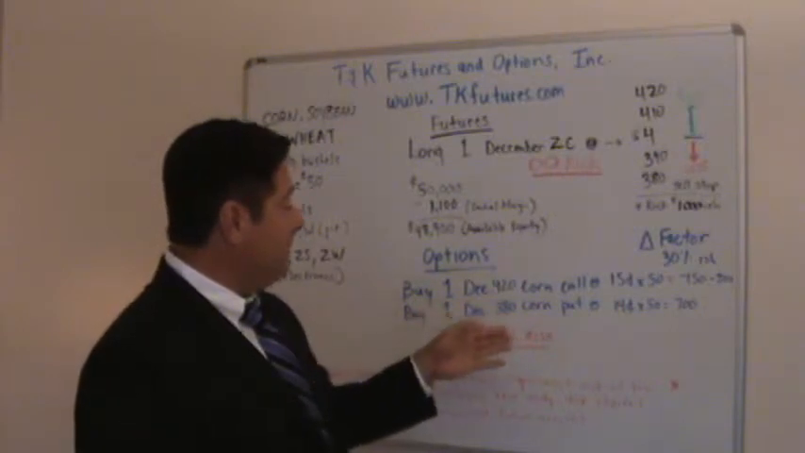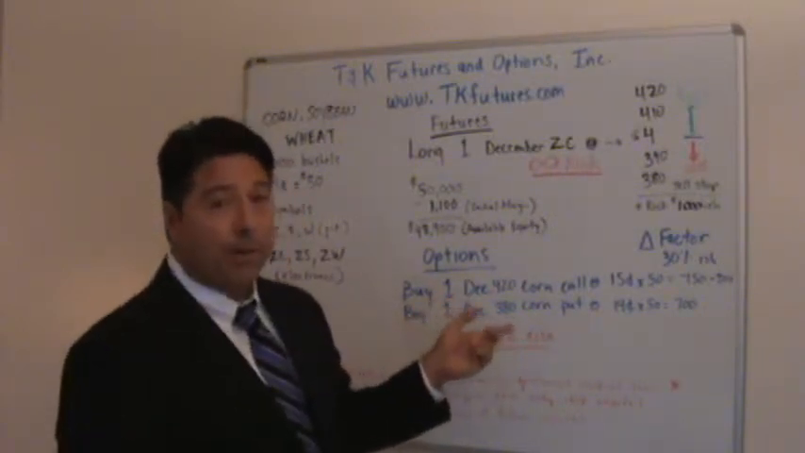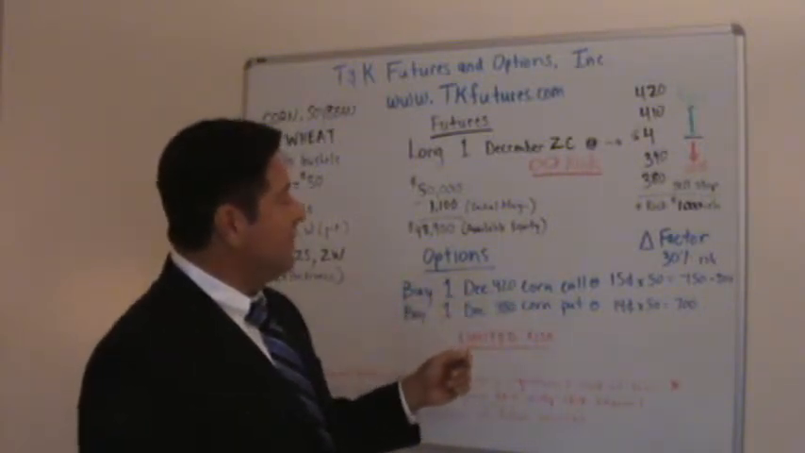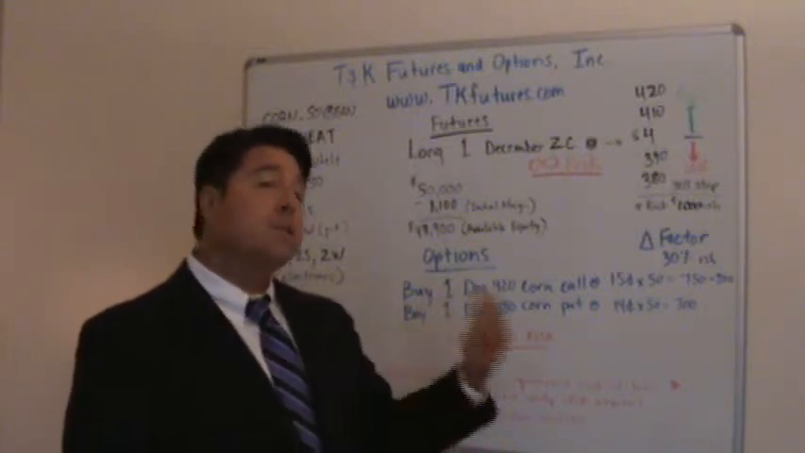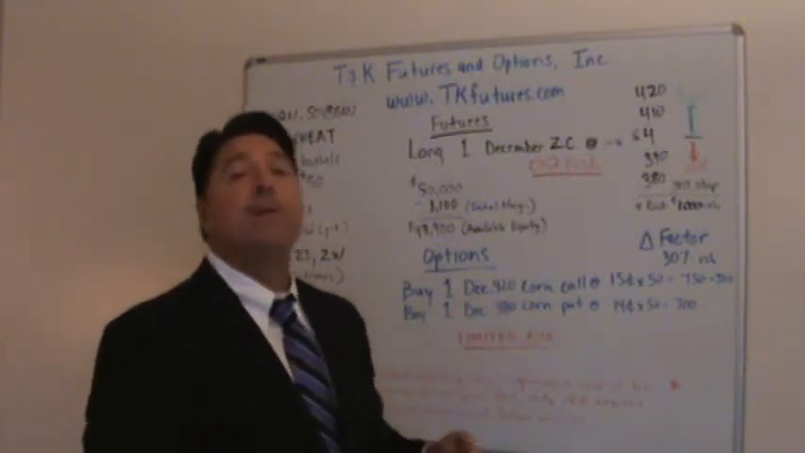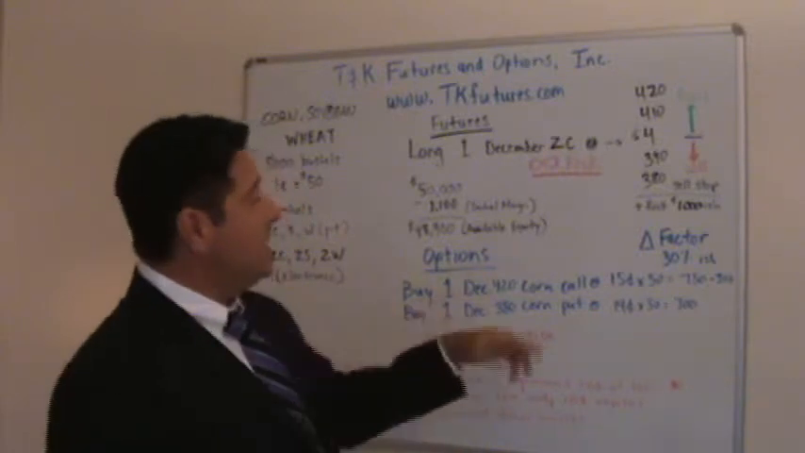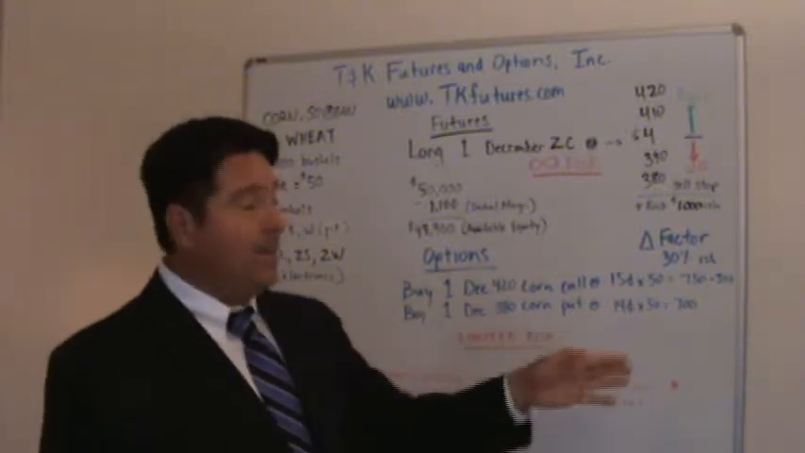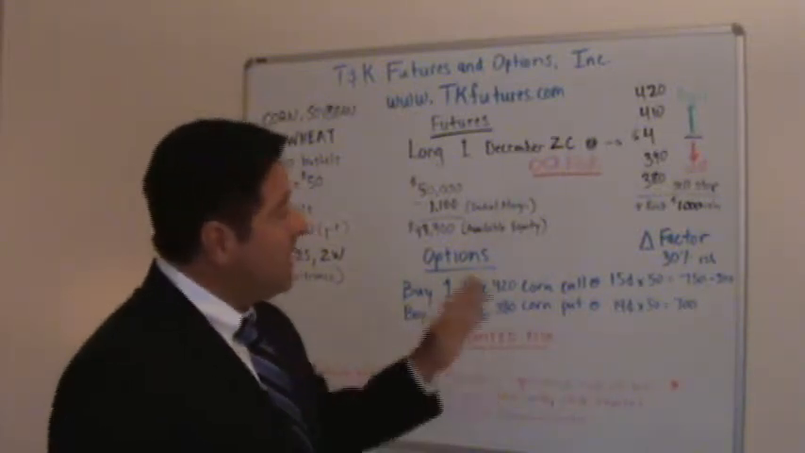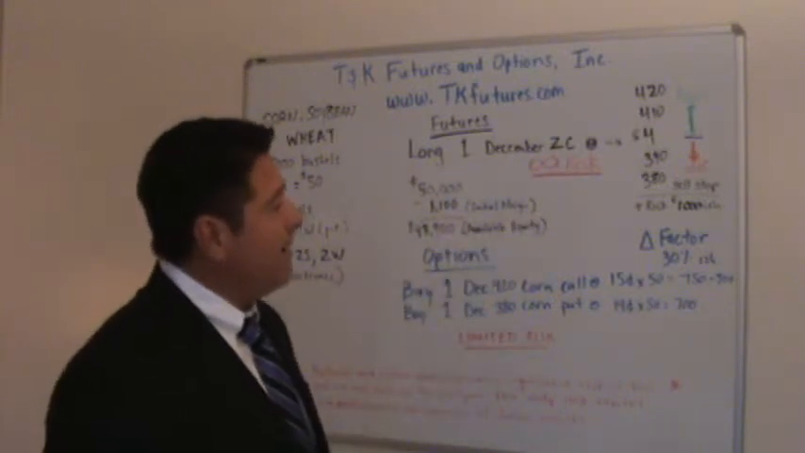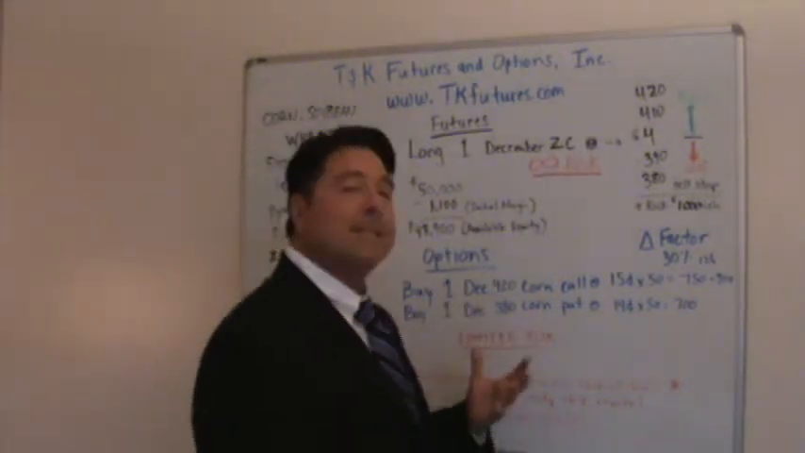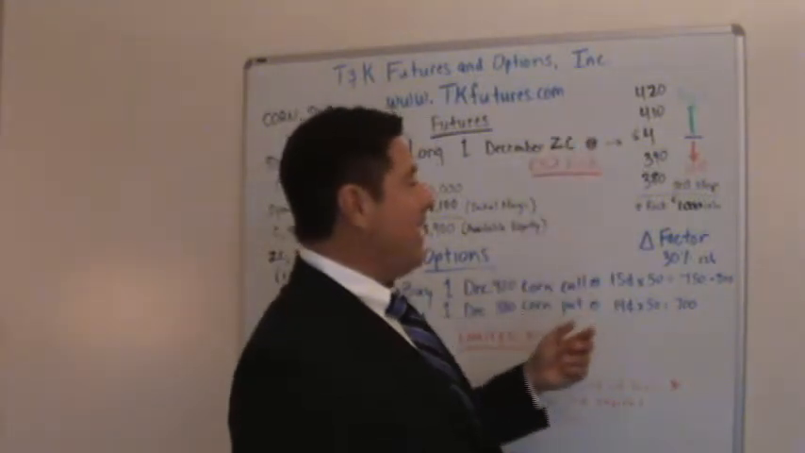Expiration for the grains is typically going to be somewhere around the third Friday of the month before though. So if you bought this December 420 corn, it's probably going to expire November 21st, let's call it. So you have between when you buy it and then to do something with it. But let's go ahead and explain the profit and loss with options. It's a little different. It's not as cut and dried as this.